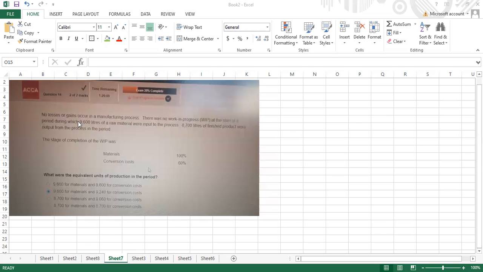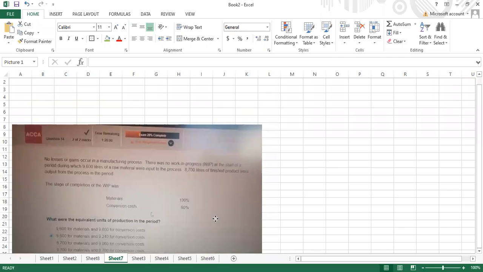No losses or gain occur in a manufacturing process. There was no loss because, as we know, in process costing it mostly happens that there is a loss when we are manufacturing some product.